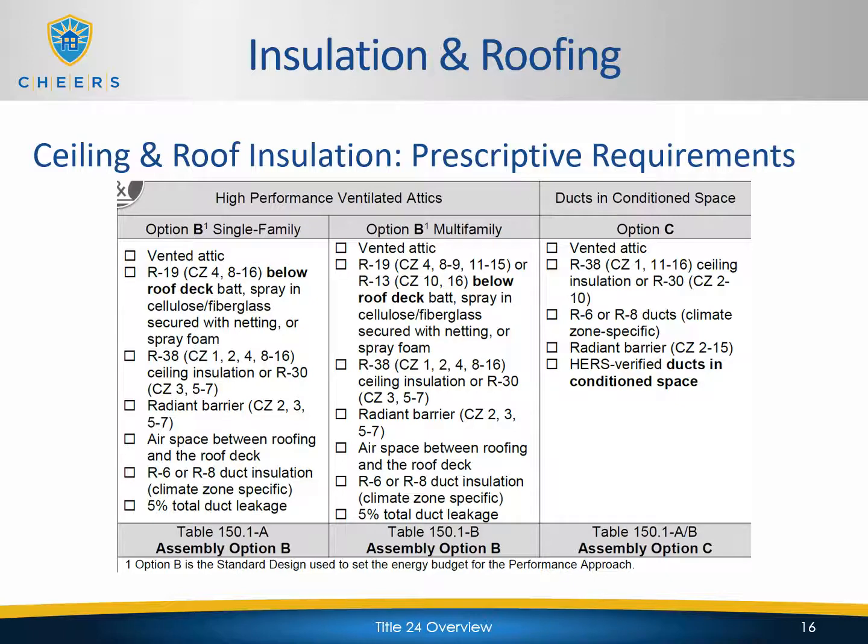R6 or R8 ducts, the same. Radiant barrier, we're going to see that in climate zones 2 through 15. Because we don't have below roof deck insulation in any of the climate zones, a majority of those are going to see that radiant barrier. It's only going to be 1 and 16, which are the most mild climates where we're not going to see that radiant barrier. And then you do have to take the HERS verified ducts in conditioned space credit.